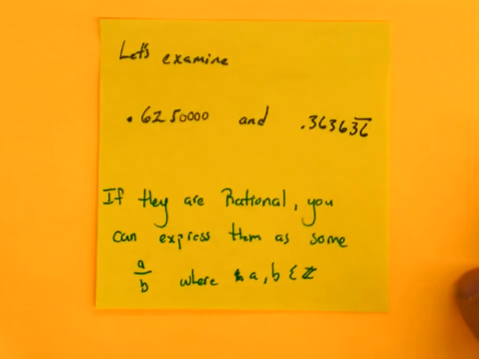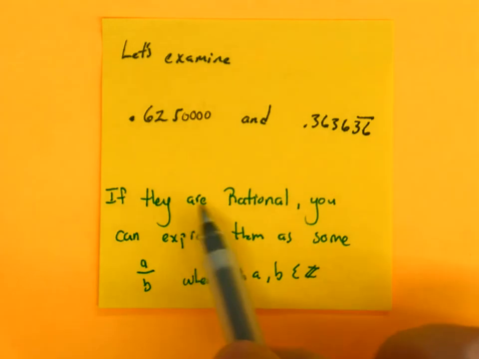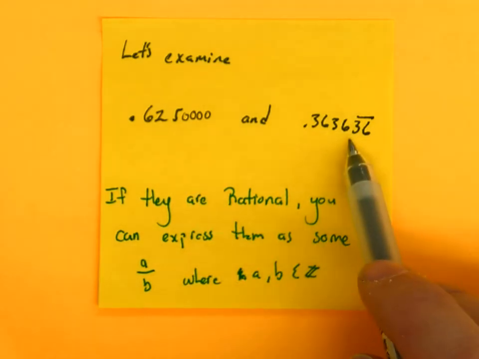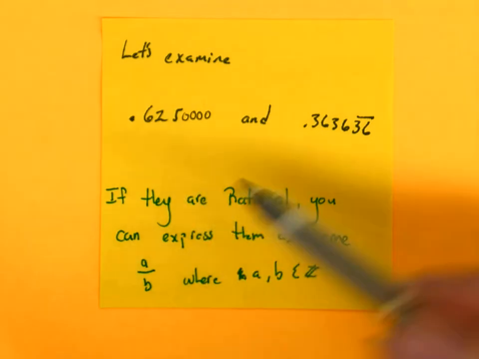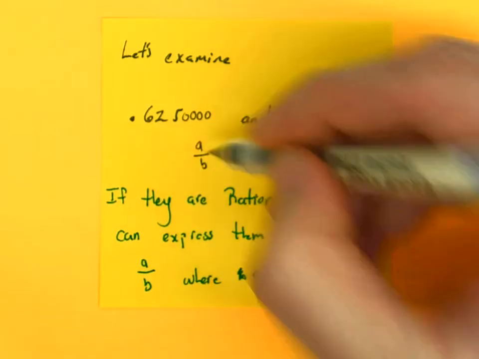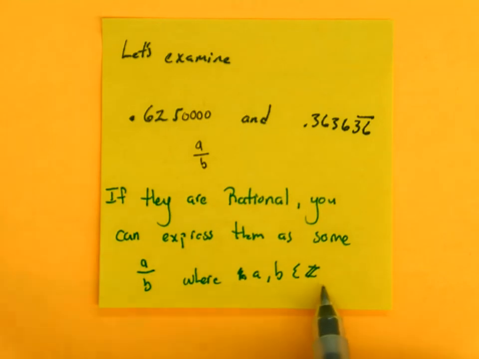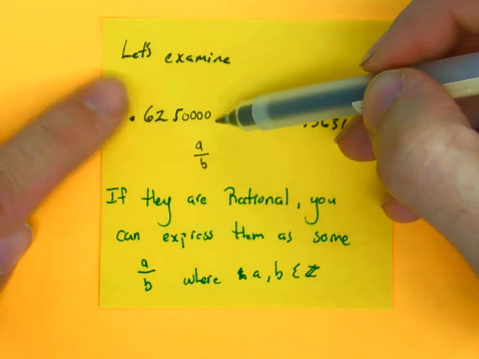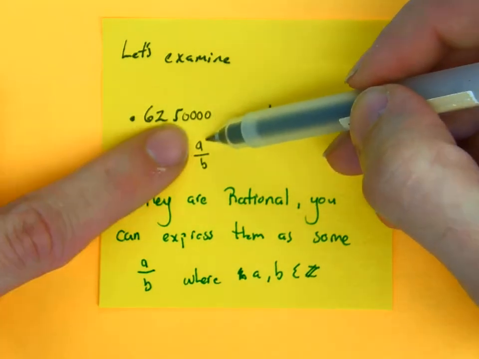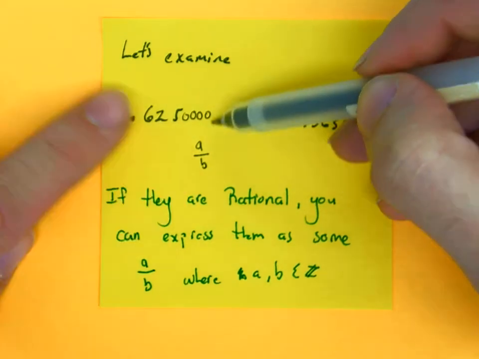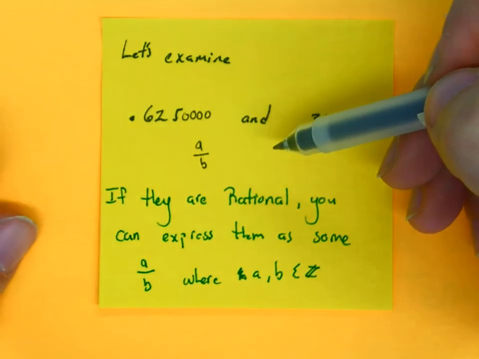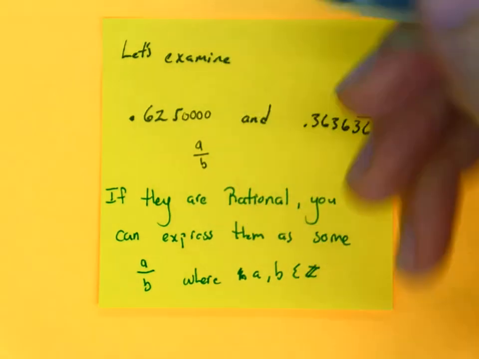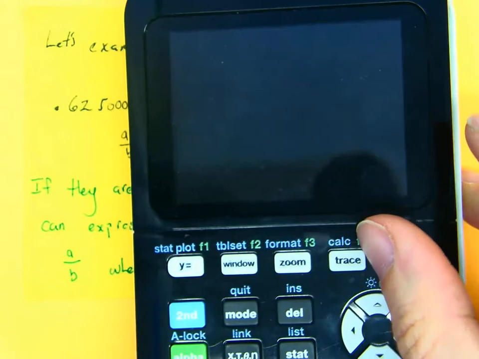But then the question we need to ask ourselves is, if they are rational, if this number is rational and this number is rational, then you have to be able to express this number as some a over b, where a and b are integers. Like if you're going to say that this number is rational, you have to be able to show that somehow, some way, some integer divided by another integer gives me this number. Okay? And what will be that number? Let's look at some magic. Let's take a look.